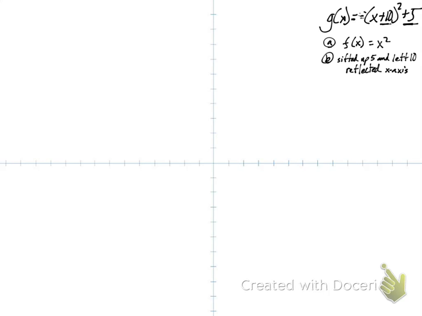Alright, so now on to part C. We're actually going to graph this thing. I'm going to take my original parent function, which would look like this again. There's my good old f of x. And I'm going to shift it 10 to the left. So let's count by 2s again: negative 2, negative 4, negative 6, negative 8, negative 10.